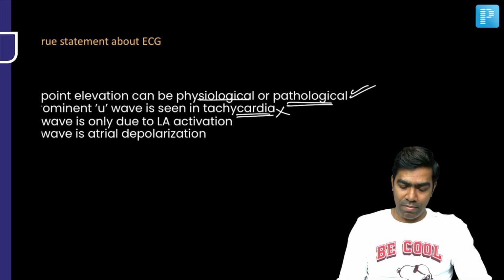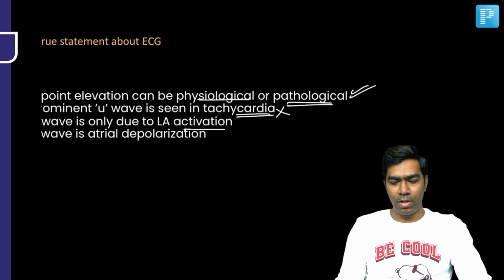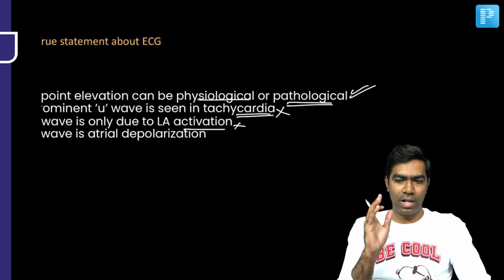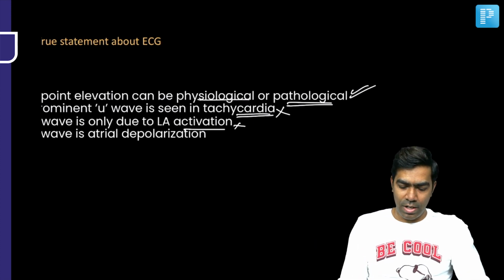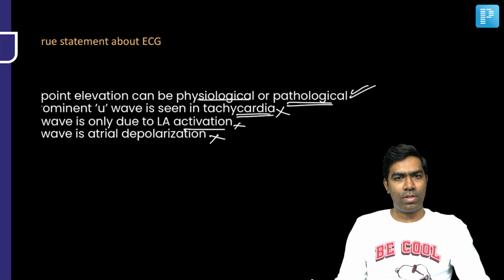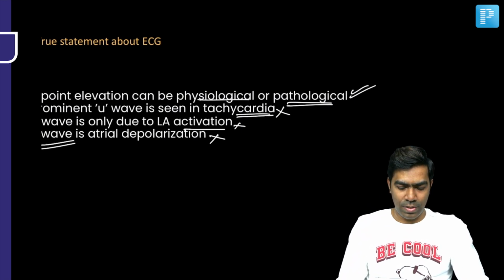And P wave is only due to LA activation. Wrong, because P wave is produced due to both LA as well as RA activation, because a normal P wave contains a left atrial component as well as the right atrial component. T wave is due to atrial depolarization. Wrong, atrial depolarization is going to produce P wave, and T wave is a result of ventricular repolarization. The right answer for this question is option A.